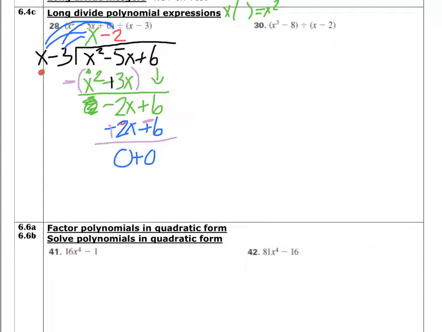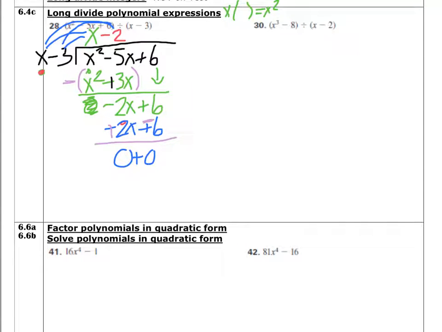Let's look at one more. This is the dividend and that's the divisor. Now you have to be careful. This is in standard format, but you notice it goes from x cubed all the way to the constant. You don't see the x squared or the x term, unlike you did here. So you want to put placeholders.